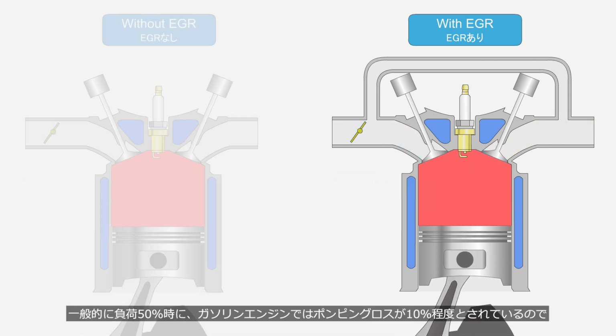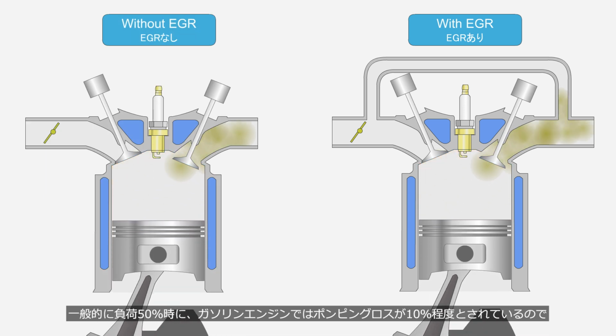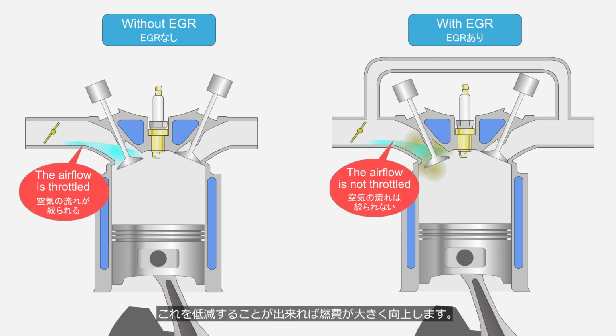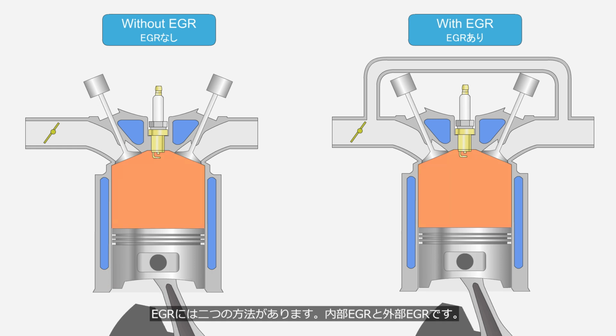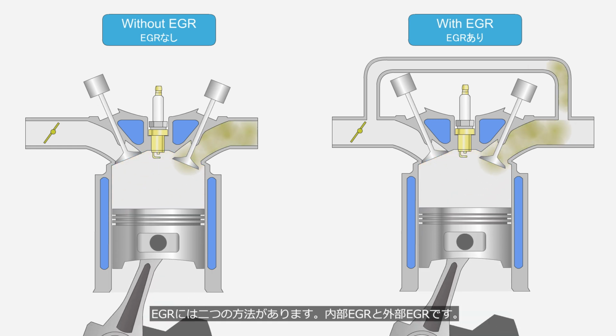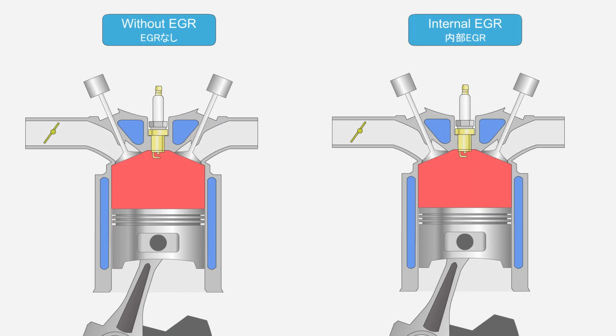Generally, at 50% load, pumping loss in a gasoline engine is about 10%. Therefore, if this can be reduced, fuel efficiency can be significantly improved. There are two methods of EGR: internal EGR and external EGR.